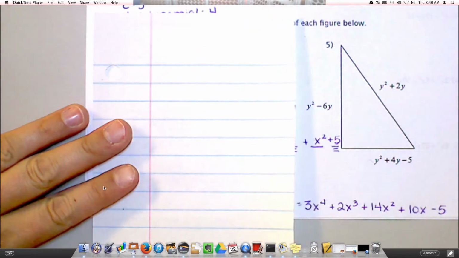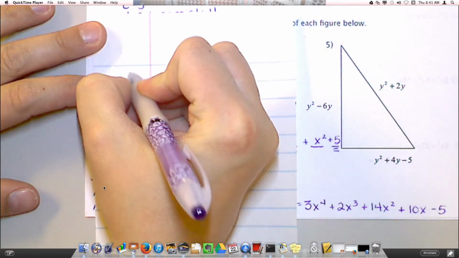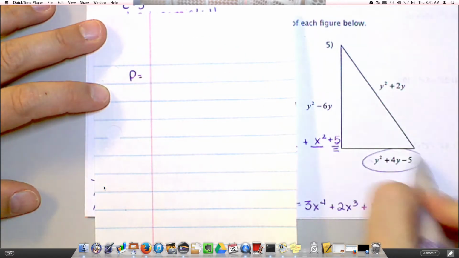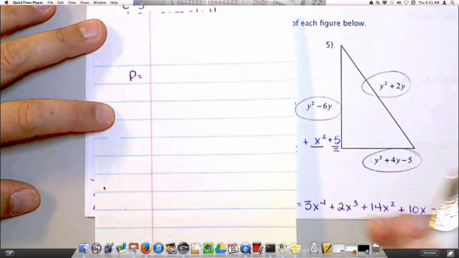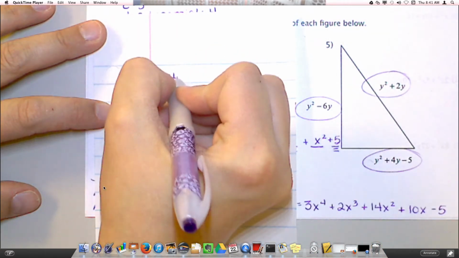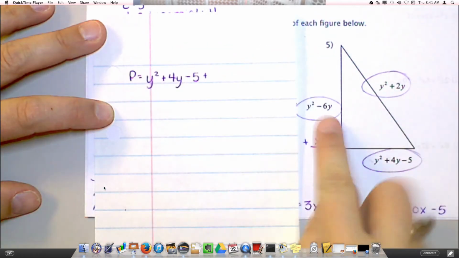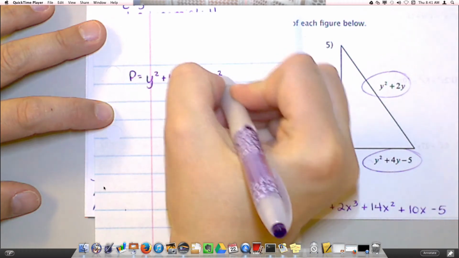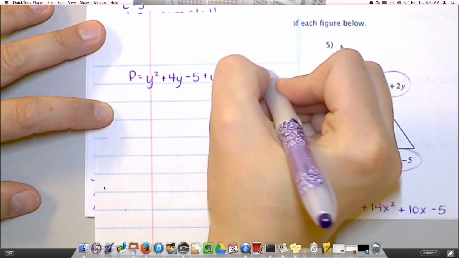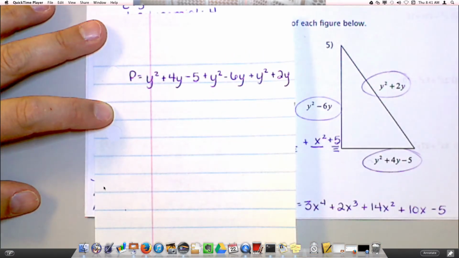So for number 5, first let's start with perimeter. And again, how do I find perimeter? You always just add the sides together. So I'm going to add all 3 of these sides together. So I'm going to say y squared plus 4y minus 5 plus y squared minus 6y plus y squared plus 2y. Okay, so I'm adding all of those pieces together.